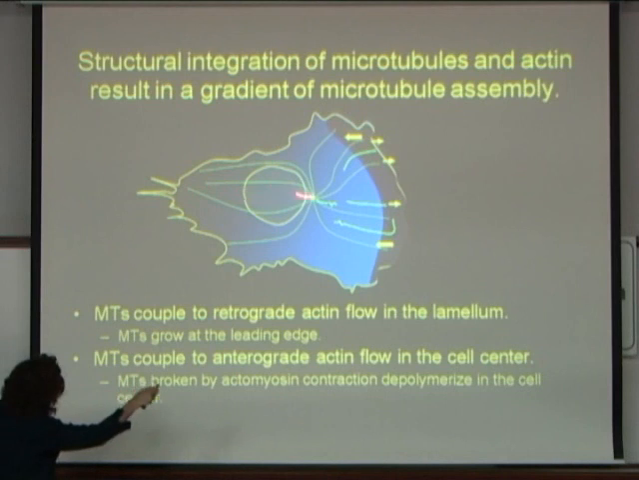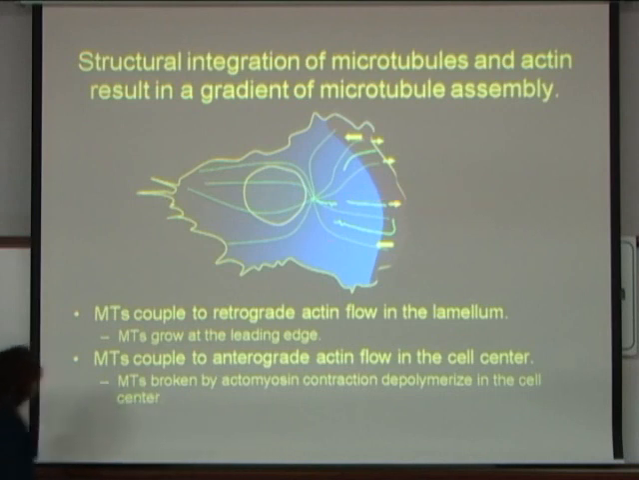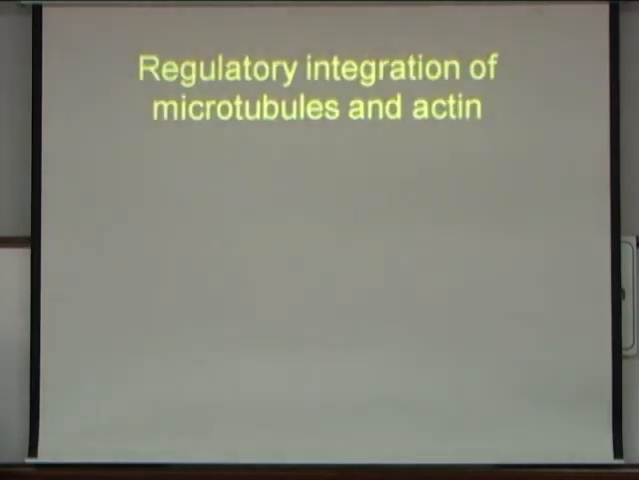This part of the actin cytoskeleton is contracting forward. This breaks microtubules in the center of the cell and results in their depolymerization towards the front of the cell. So what you end up with is assembly here and disassembly back in the center and rear of the cell. So you've got this gradient in microtubule assembly states. Well, why is this important? Because microtubule assembly and disassembly can regulate signal transduction.